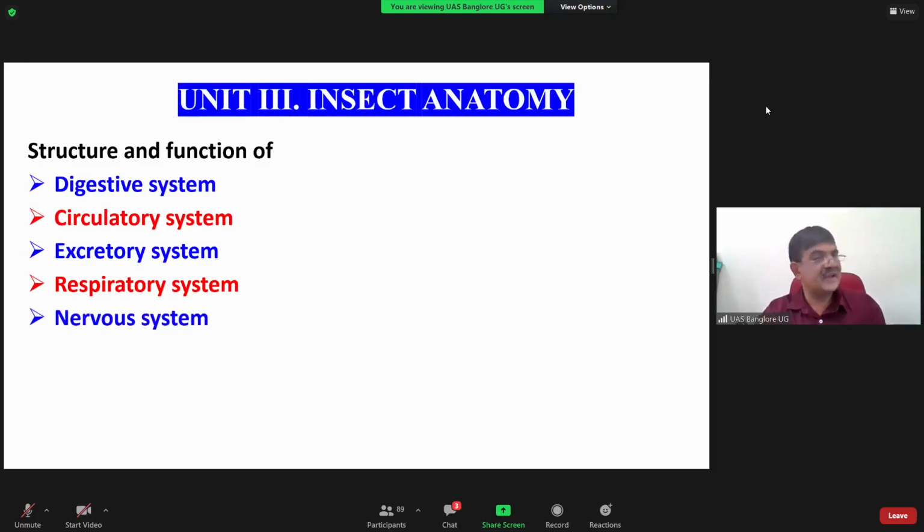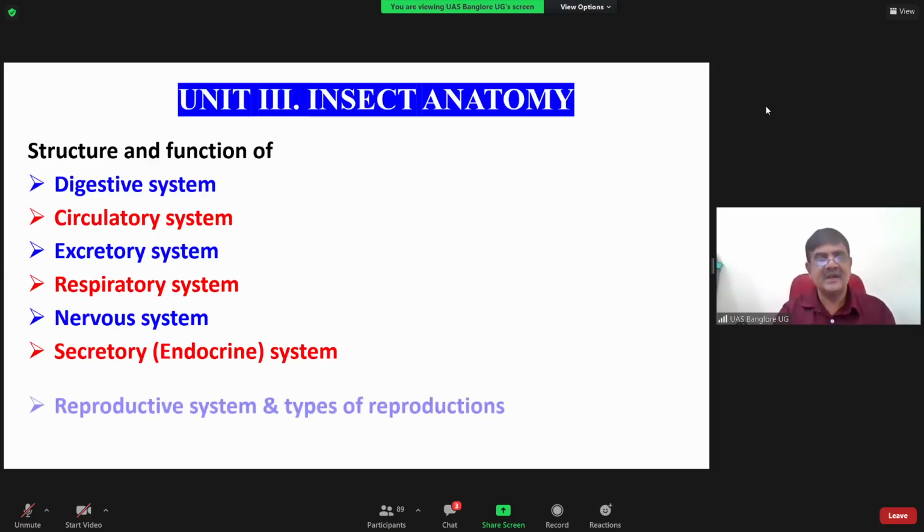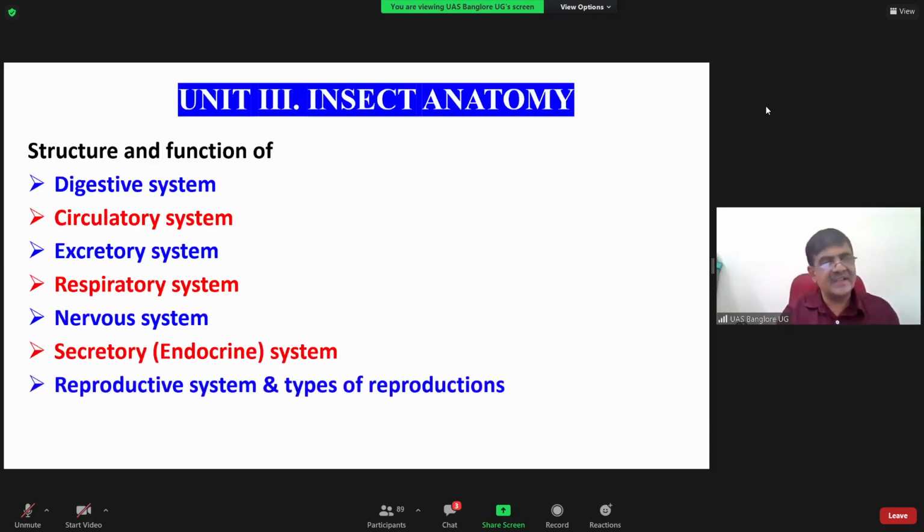And next we'll be studying the coordination system, that is the nervous system. So how different organs are coordinated with the nervous system. And also next we'll be studying the different endocrine organs or exocrine organs that are present in the insect body. Next, we'll be studying the different types of reproductive system, that is both male and female reproductive systems, and what are the types of reproductions that insects undergo.